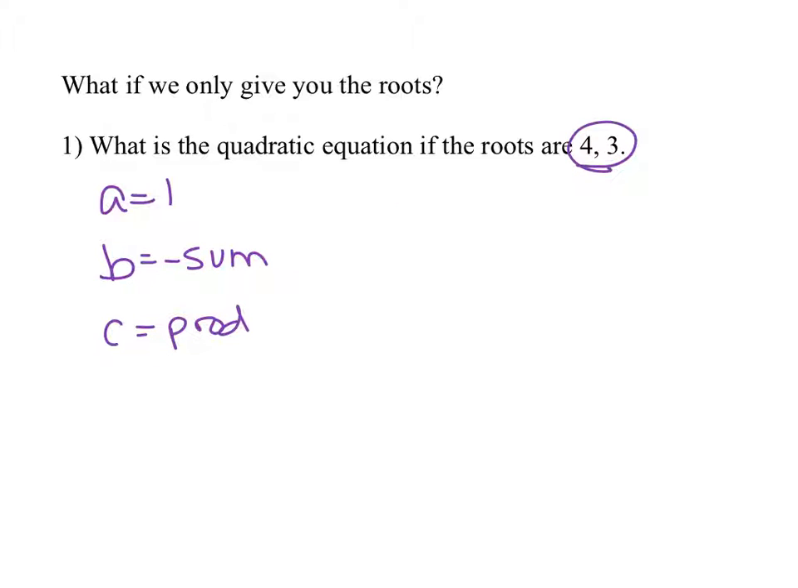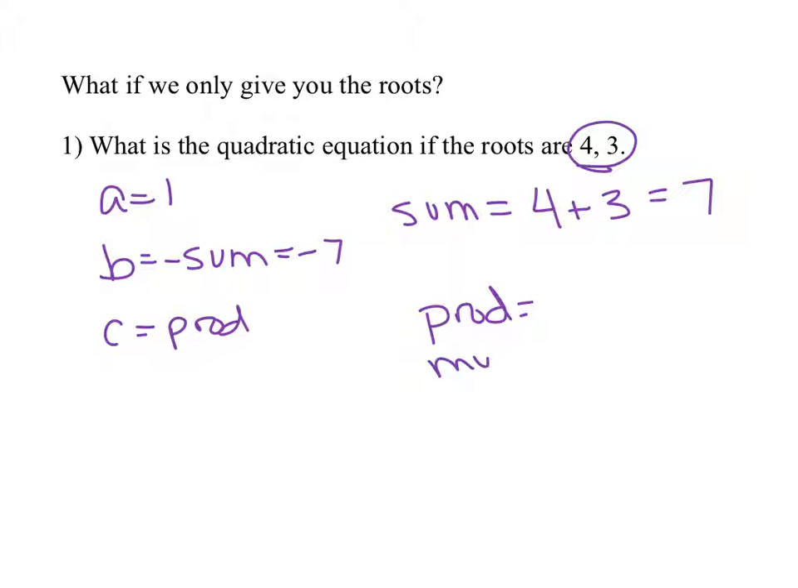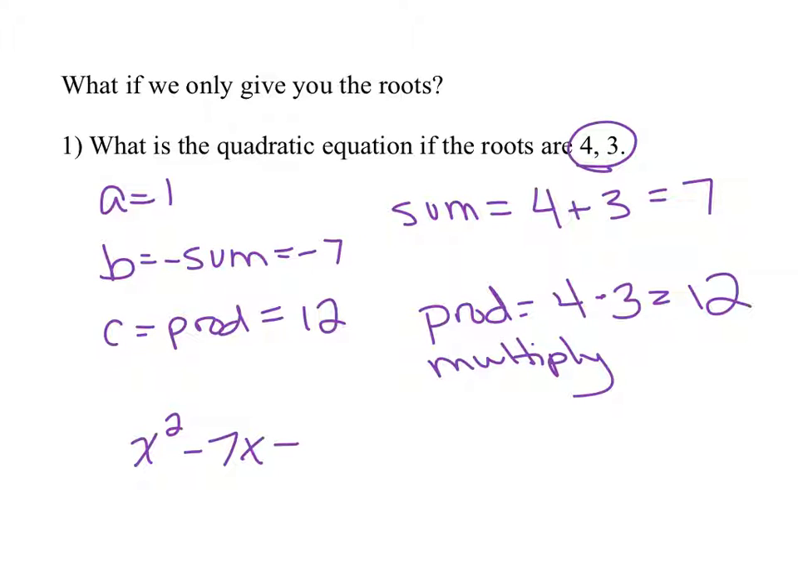So the sum of the roots, if the roots are 4 and 3, well, the sum is 4 plus 3. Remember, sum means add, so that's 7. So here, b is negative 7. Product means multiply. When we multiply the roots 4 and 3, we get 12. Since c is the product, that's 12. So the equation is x squared minus 7x plus 12 equals 0. So that's the difference between the two kinds. The multiplying and the adding is going to get more complex, but that's about it.